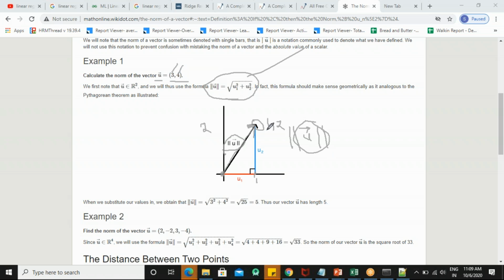Okay, hope this is clear, guys. Now what is a vector? What is the norm of a vector?